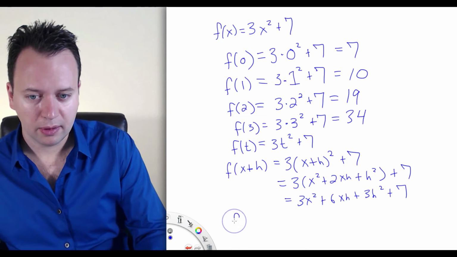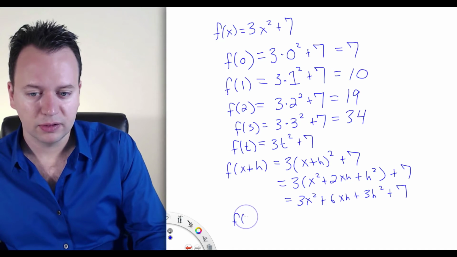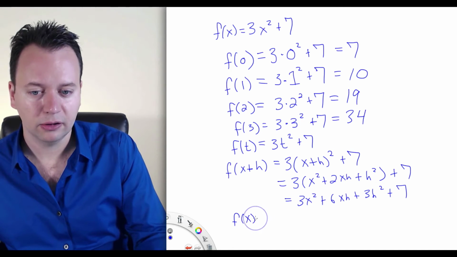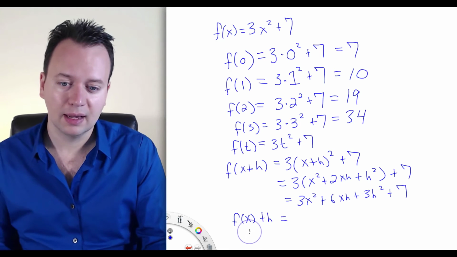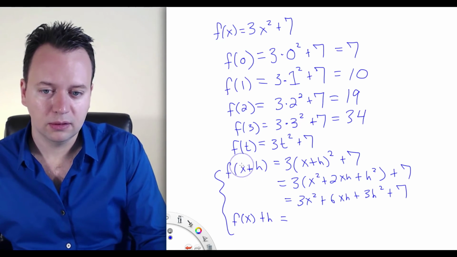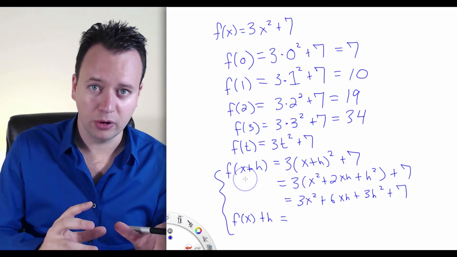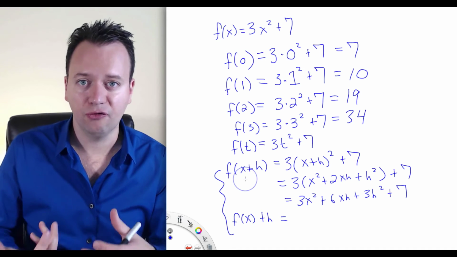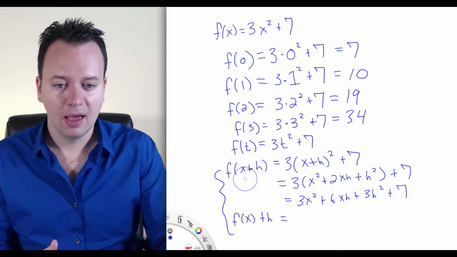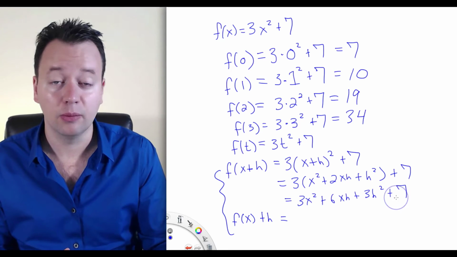So if we do f of x plus h, so if we say f of x, close the parentheses, and then say plus h, it's very different, because the difference between these two is as follows. This one, the top one, we're taking x plus h as an input and inserting it into the formula and seeing what we get. And we got 3x squared plus 6xh plus 3h squared plus 7.